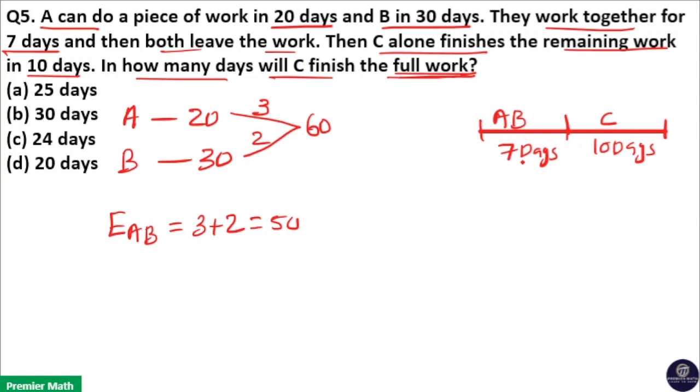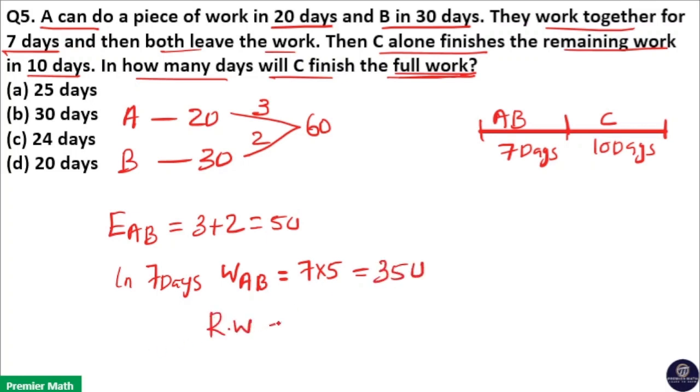So A and B work together for 7 days. So in 7 days, work completed by A and B is 7 into 5 unit. In 1 day, A and B finish 5 units. So in 7 days, A and B finish 35 unit of work. So the remaining work is, total work is 60 unit, completed work is 35. So remaining work is 25 unit, and this 25 unit is completed by C in 10 days.